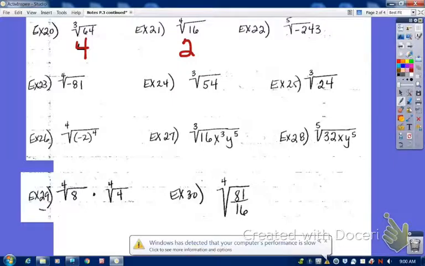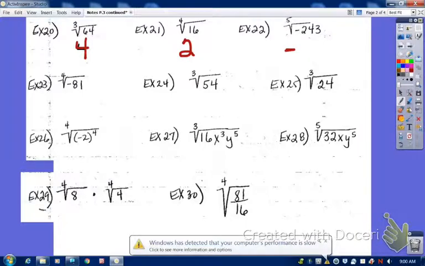Okay? Anytime your little number is even and you have a negative number underneath, the answer is no real number, because you can't multiply a negative times itself an even amount of times and get a negative, because a negative times itself an even amount of times is always a positive. So is the index in number 22 even, or is it odd? It's odd. So I can get an answer here, and if there's a negative underneath my odd index, then the answer is going to be negative. Okay?